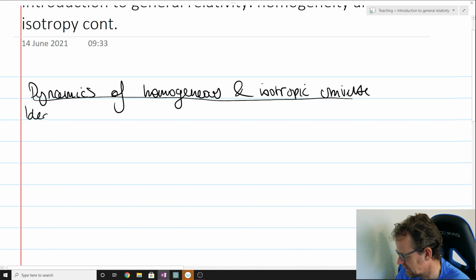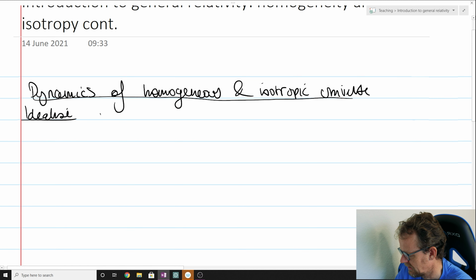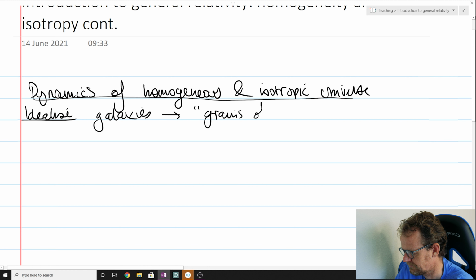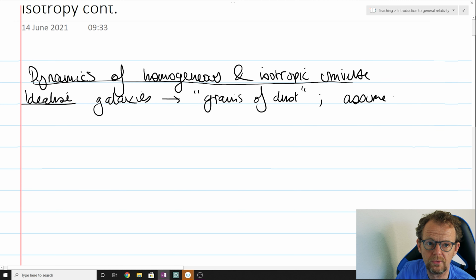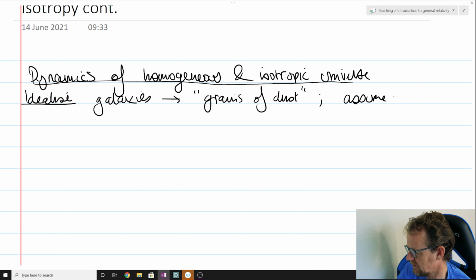So it's a highly idealized model. We're going to idealize galaxies in this model to grains of dust. And we're going to further assume that these galaxies really don't have much initial velocity of their own. In fact, they're going to move on world lines of isotropic observers.